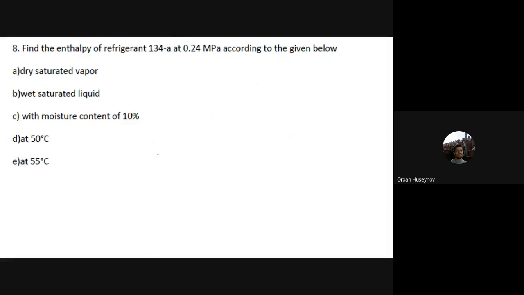Now I'm going to solve some more examples about the tables. So the first example is that we should find the enthalpy of refrigerant. For this one, you should look at the table at 0.24 megapascals, and according to the given values below: firstly, it should be dry saturated vapor, then wet saturated liquid, and then with moisture content of 10% at 50 degrees Celsius, at 55 degrees Celsius.